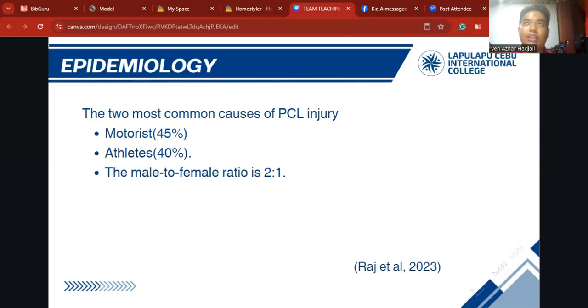So we can conclude that motor vehicle accidents are one of the causes of PCL injury, as well as athletes, since, as I mentioned earlier, it may happen in sports due to sudden changes in position of a player. And here we have a male to female ratio, wherein for every two males there is only one female in whom this injury occurs.